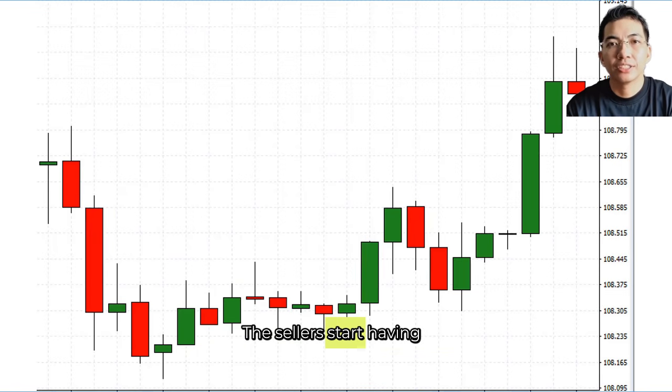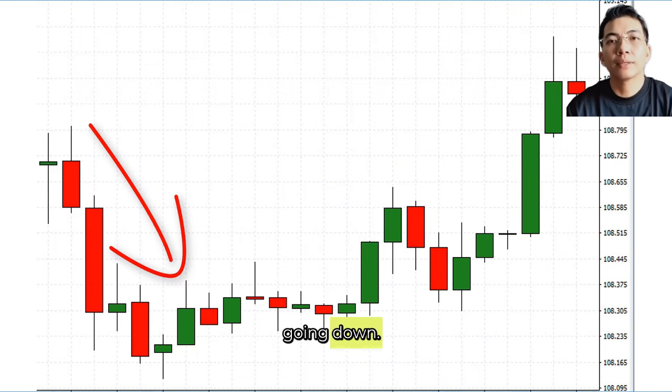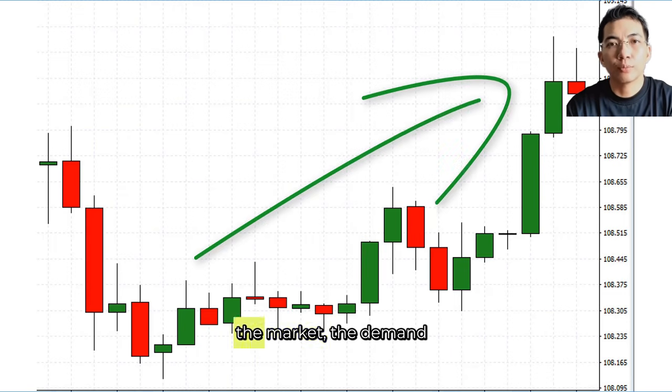The sellers start having control of the market, so the price is going down. At one point, the price becomes convenient for buyers to open their positions. So buyers step into the market, the demand increases, and the price goes higher.